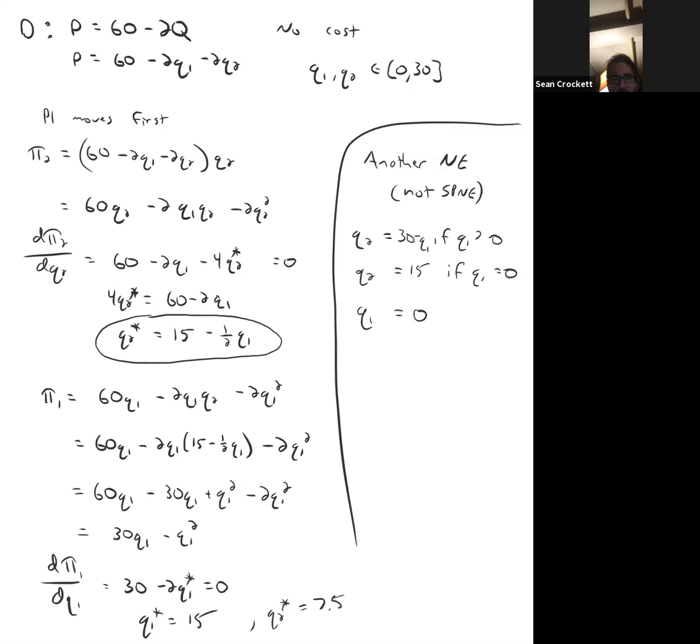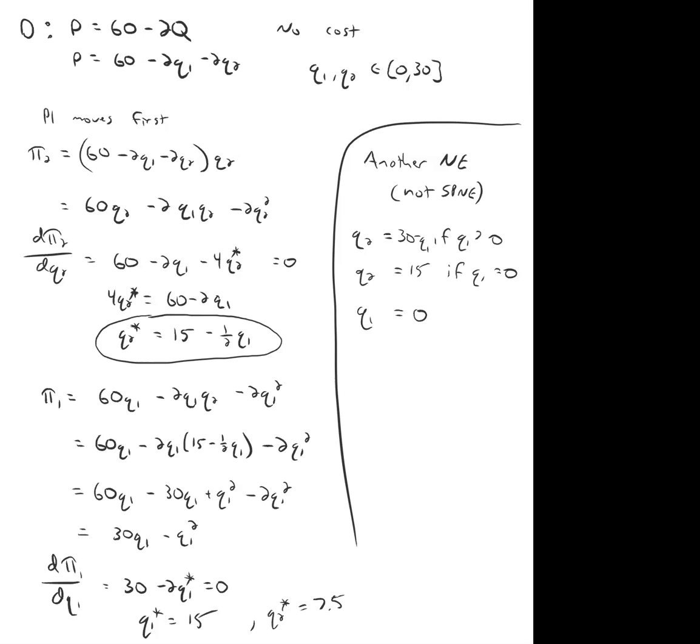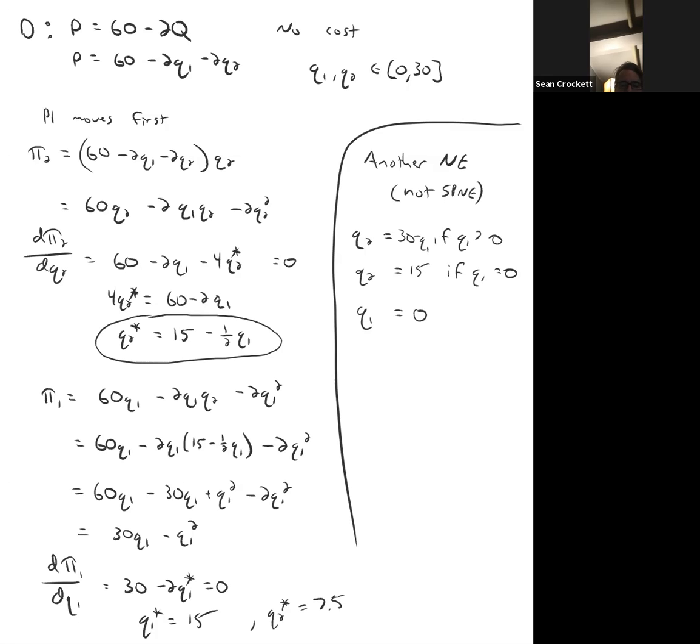Okay? Follow? So in the Stackelberg game, you have to solve the second mover's best response function first, plug that best response function into the first mover's profit function, and then take the derivative to find the first player's best response function. Yeah, you're plugging one into the other, but make sure you're careful about what you're plugging into what.